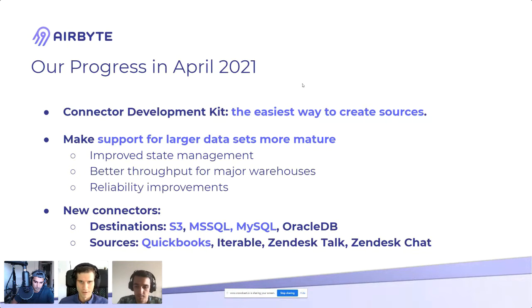For Redshift, Snowflake, and Postgres, for large data sets, you should be seeing at least an order of magnitude improvement in throughput relative to some of our previous implementations. So if that was a blocker for you before, I really encourage you to go back and give these another shot and give us feedback on how that throughput is working for you now. Otherwise, there have also been a ton of reliability improvements.